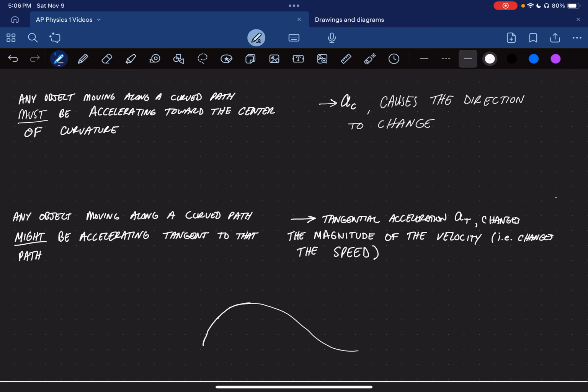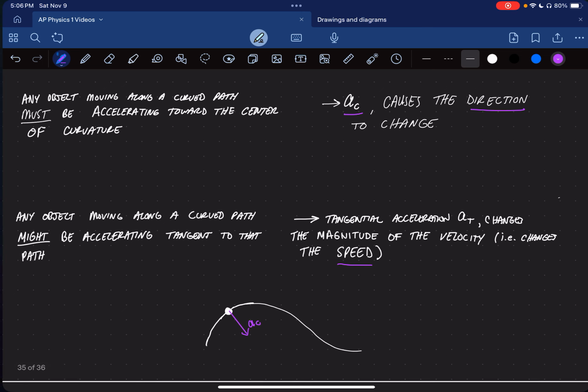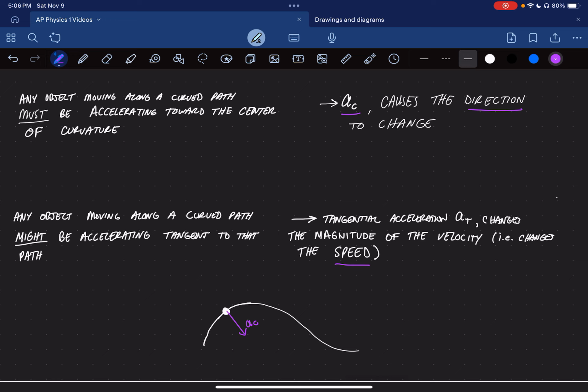So just to illustrate, imagine this is a path of some particle, and here is the particle at this particular moment. Because it's on a curved path, it must have a centripetal acceleration pointing at the center of curvature. And let's suppose that not only is the direction changing due to the centripetal acceleration, but its speed is changing. It could be increasing or decreasing. And in this case, let's say it is going this way and it's increasing in speed.